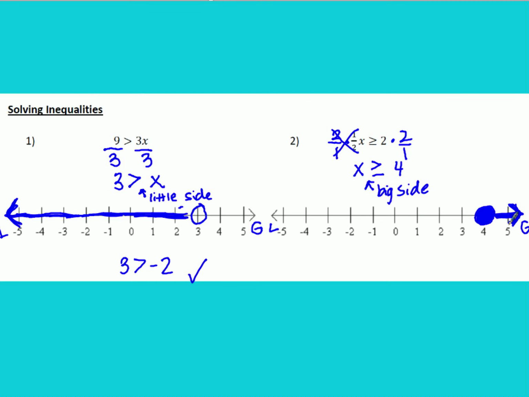And we're shading towards the G. And if we want to go ahead and check, we could put a 5 in for x here. So if we plug in 5 is greater than or equal to 4, that is true. 5 is greater than 4, so that's a true statement. We're good to go.